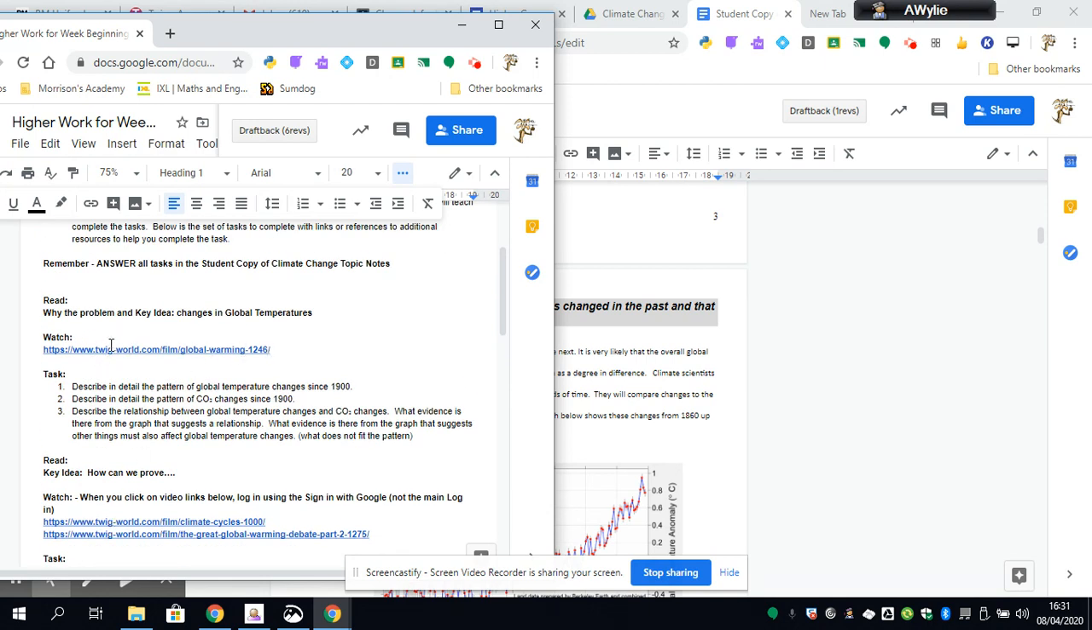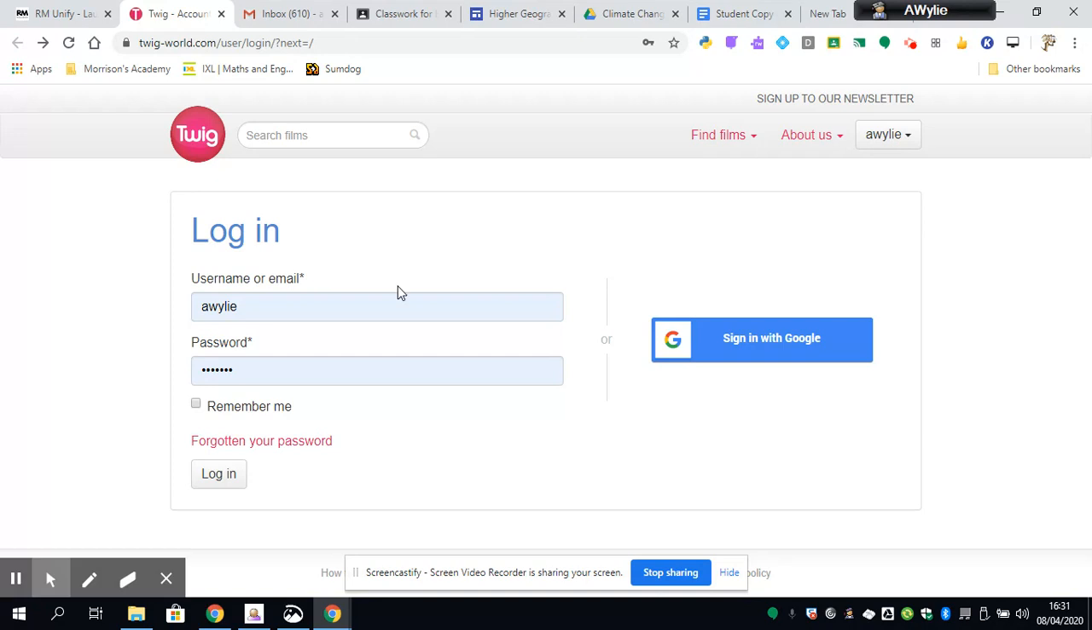And can I just say, when you first of all click on these Twig videos, you do need to make sure you've signed in using the Google part of the sign in for Twig. I'll just show you that. So you sign in this way here, rather than trying to enter your username and password. That will not let you in. But if you sign in this way and then use your school username and password, you'll be able to log in.